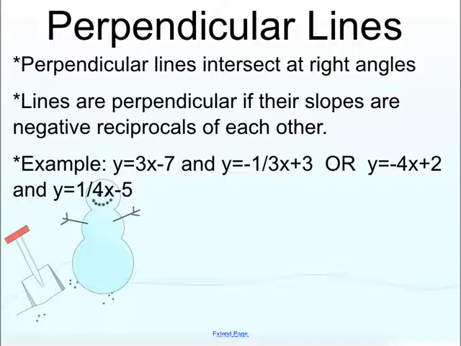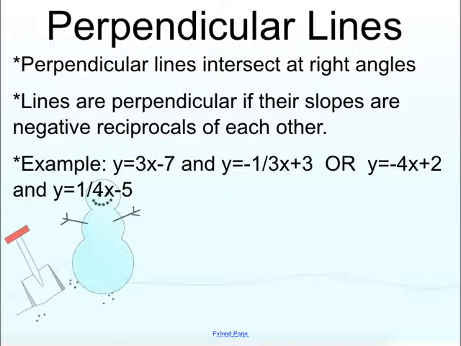How about perpendicular lines? Well, perpendicular lines intersect at a right angle. These lines are perpendicular if their slopes are negative reciprocals of each other. That means the y-intercept doesn't have anything to do with this, we just need to look at the slope. So our examples here are y equals 3x minus 7 and y equals negative 1/3 x plus 3.